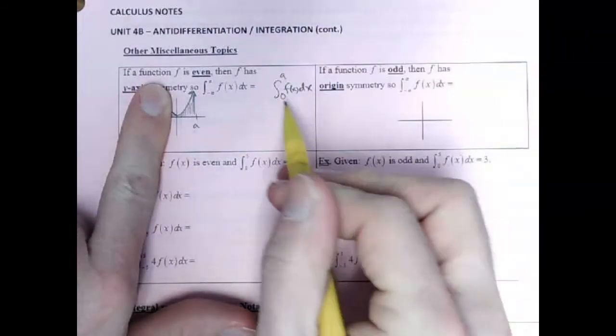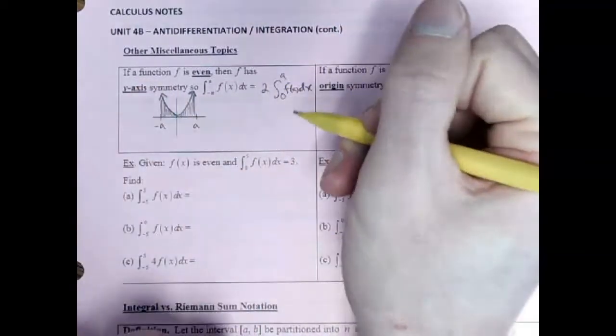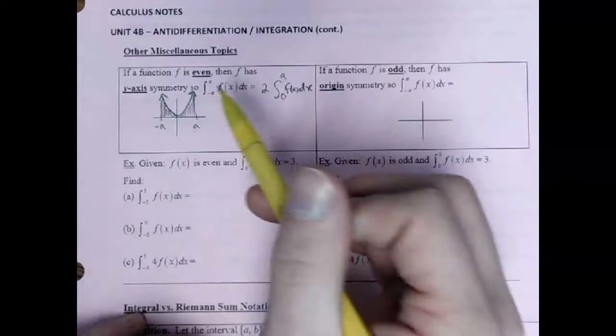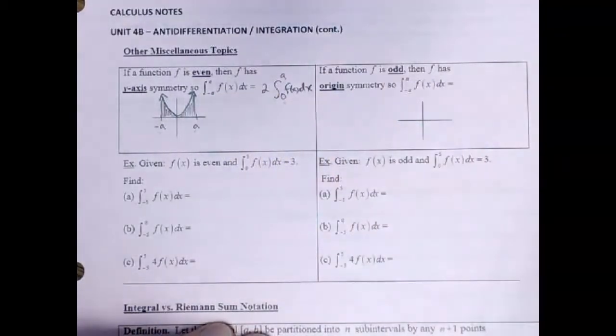If I found that area, which is just this right region, I could just double it. And why would you do that? Well, because instead of having to plug in the negative a, you could plug in a 0, and then you could just times 2. And plugging in 0 is really easy.